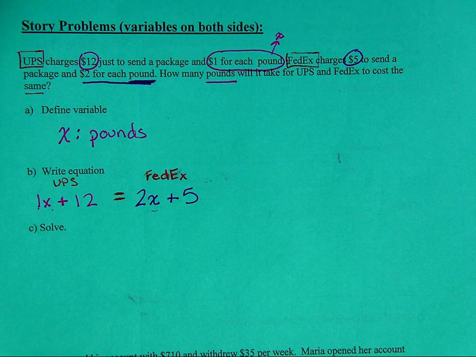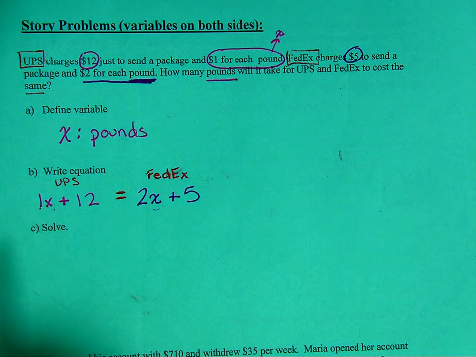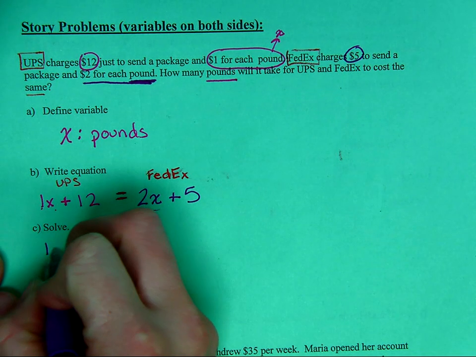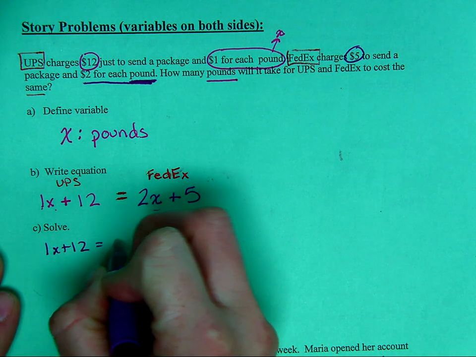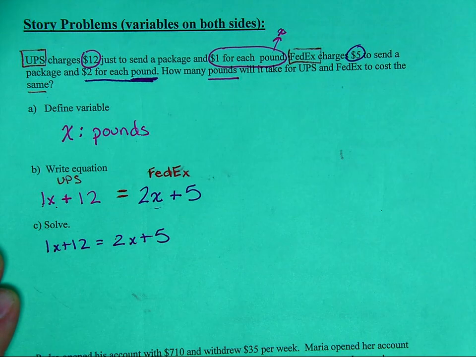So now all I have to do is solve it. I know UPS is set equal to FedEx right now, so I can solve for x to figure out how many pounds until they actually cost the same. So I'm just going to rewrite that down here. If you want to pause and solve this yourself first, you could.